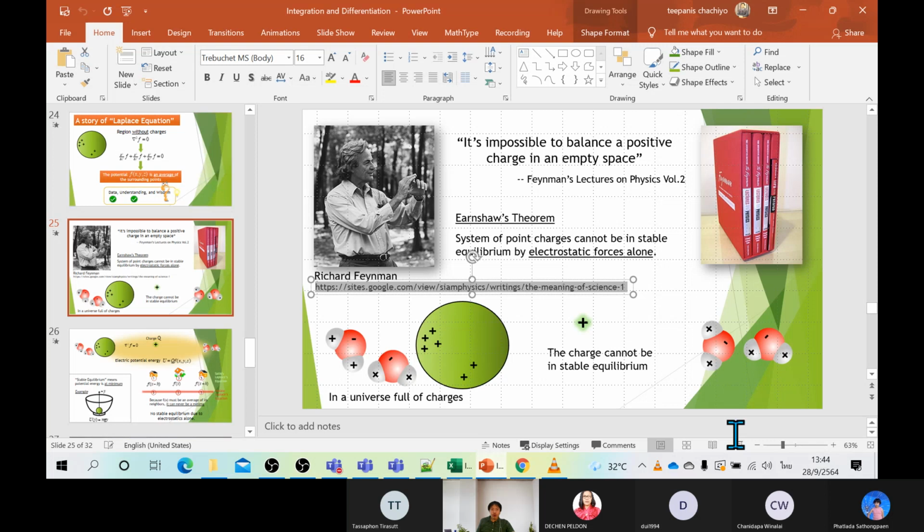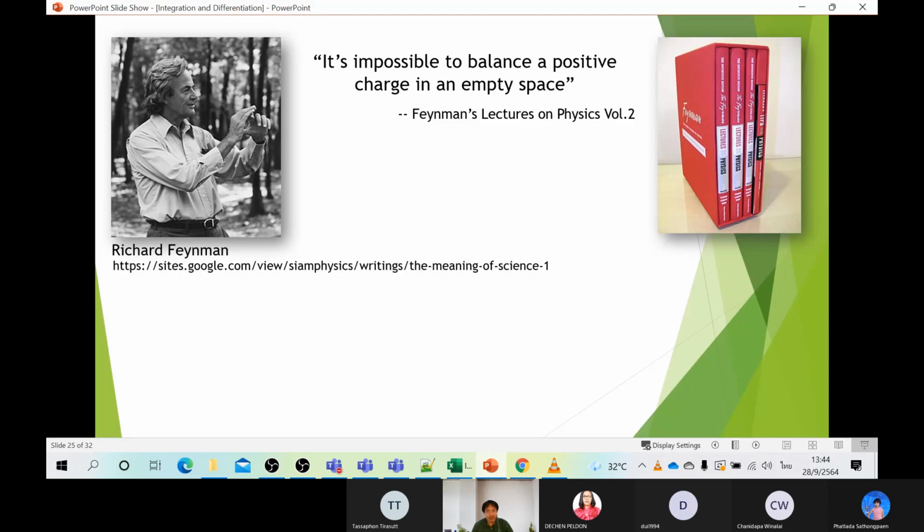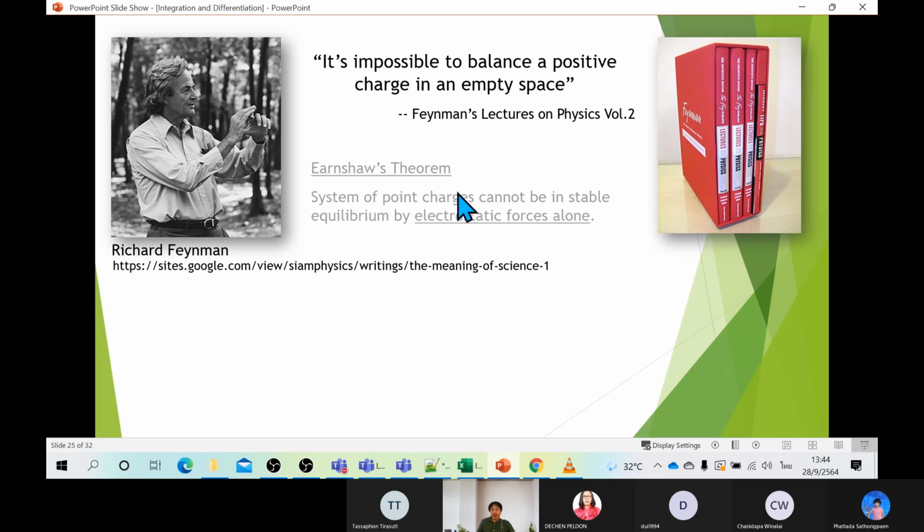Okay, so what is this wisdom that I found in his lectures on physics? There was this one topic that Feynman discussed in his book. It says that it is impossible to balance a positive charge in an empty space. Now, what does he mean by that? Let me elaborate on the meaning of this quotation.